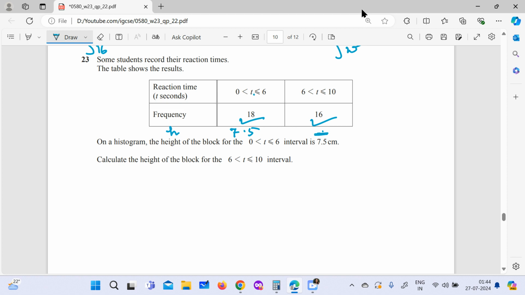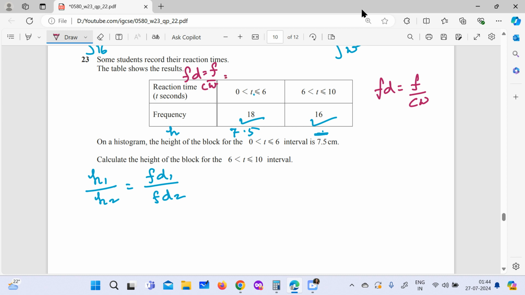I hope you remember there is a relation between the heights and the frequency density. The ratio of heights is equal to the ratio of the frequency densities. Now, to substitute the values in this, you need to calculate the frequency density. What is frequency density? Frequency density is nothing but frequency over class width. So we will find the frequency density for both of these. Frequency density is frequency over class width.